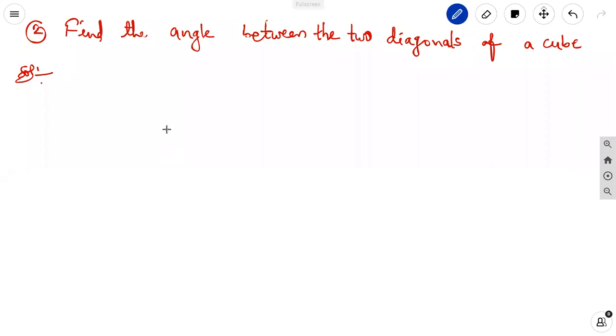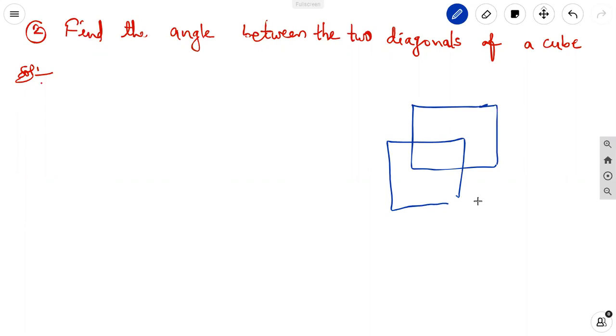Next problem, find the angle between the two diagonals of a cube. Again, we can draw the cube. Both are related to cube only. Joining of the vertices.